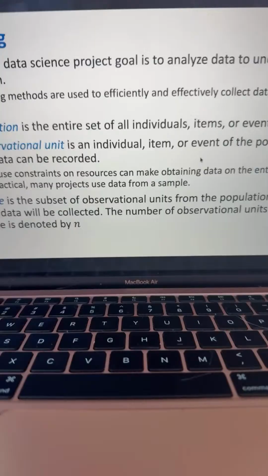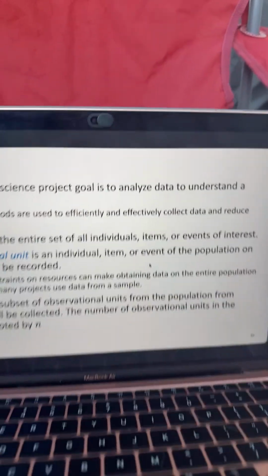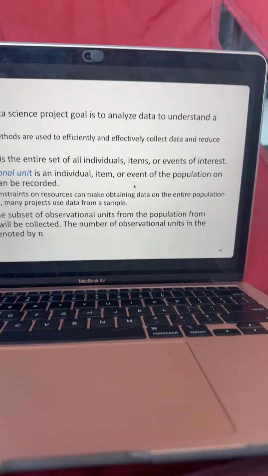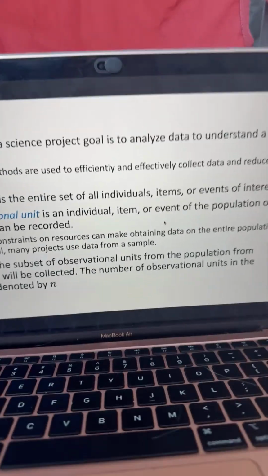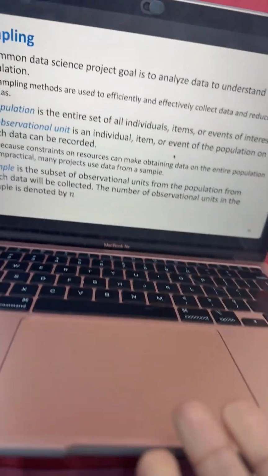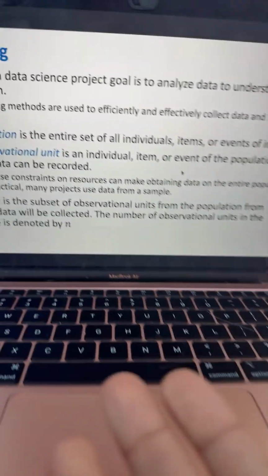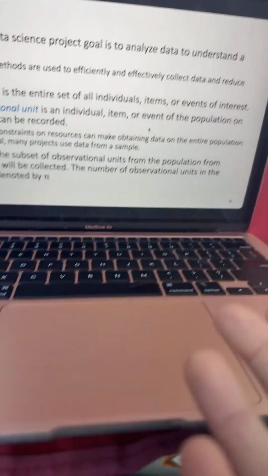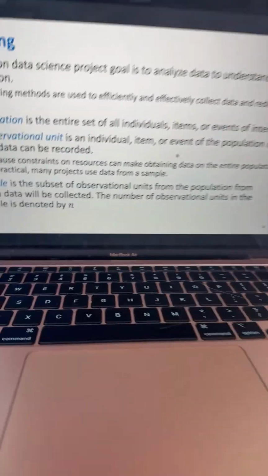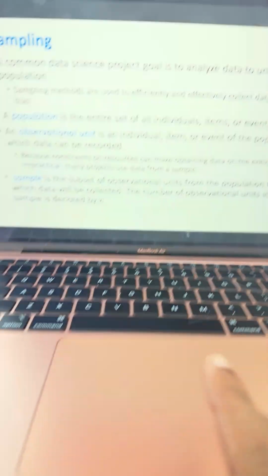An observational unit is an individual item or event of the population on which data can be recorded. Because constraints on resources can make obtaining data on this entire population impractical, many projects use data from a sample. So that makes sense, right? Like, how are you going to calculate the death rate or the birth rate of the entire world if you can't count how many people there are? It's impossible to count how many people there are. So that's why you have to use sampling, right?